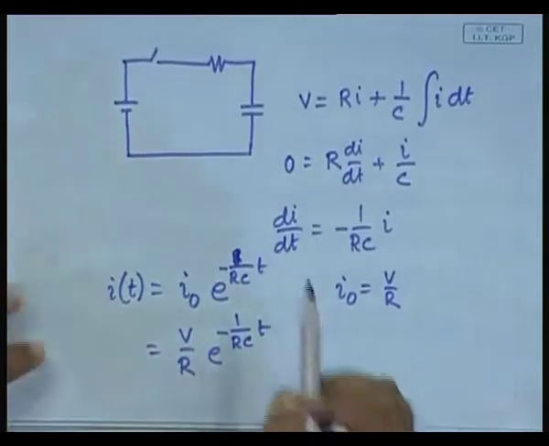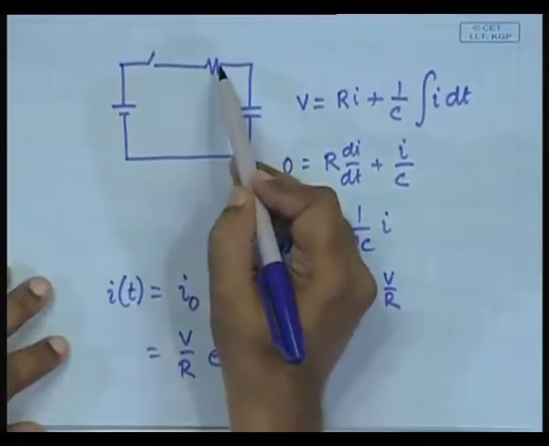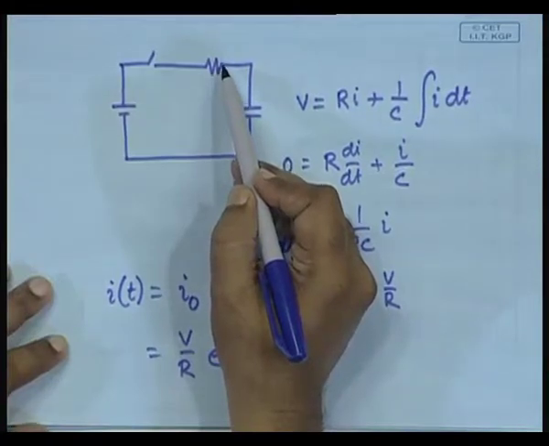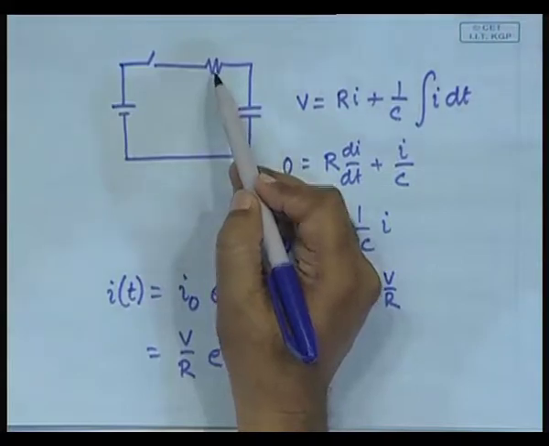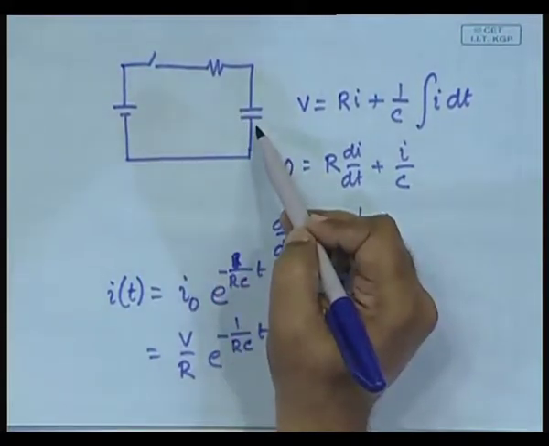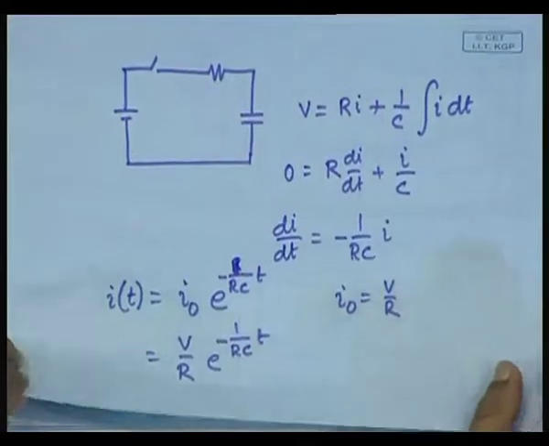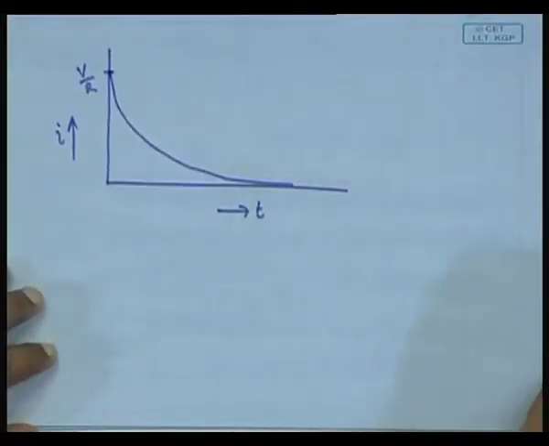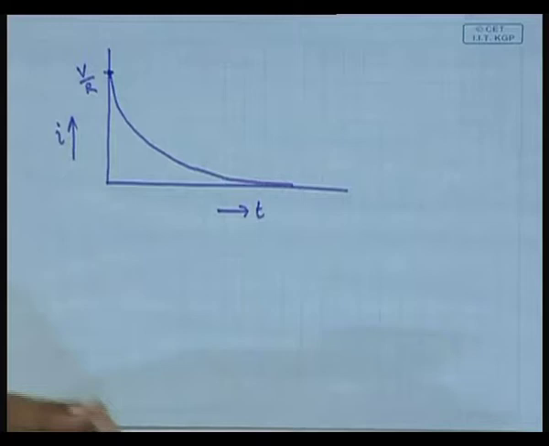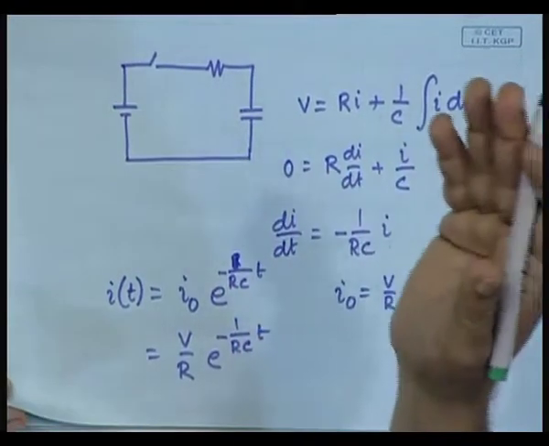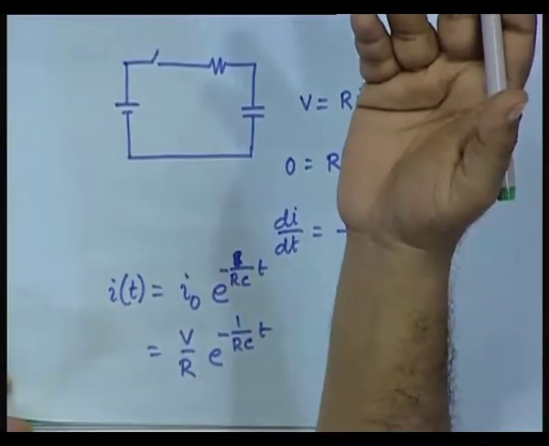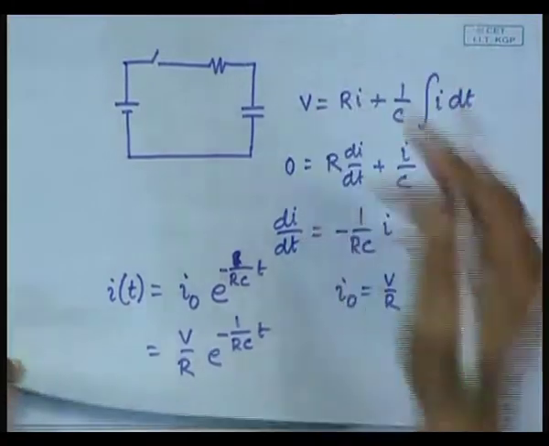What will be the waveform of, say, V R? Yes, V R will be proportional. V C is opposite, increasing. So, let's draw the V C. V C will ultimately converge onto what value? It will converge onto V.